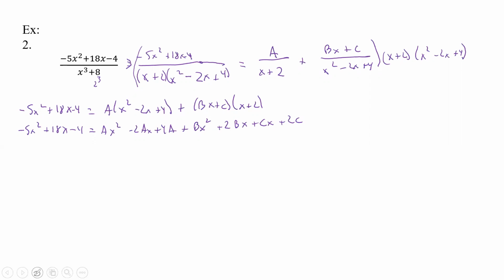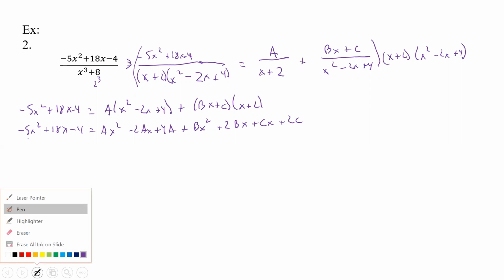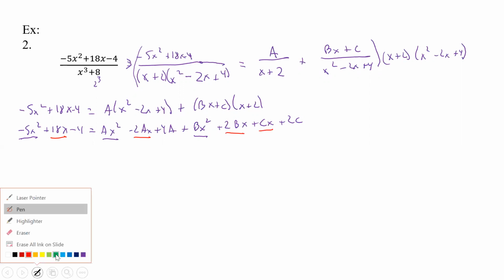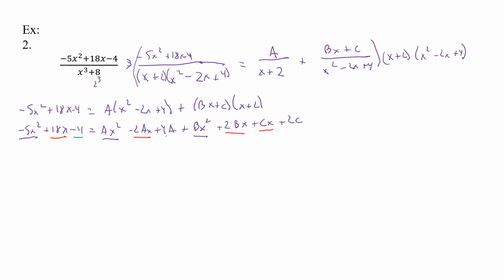So now we're at the point where we start underlining in different colors. So let's keep this one the same, I guess. So we have x squared, x squared, x squared. Now let's go maybe red. So we have x, x, x, x. And then maybe we have our number, and our number. Okay.